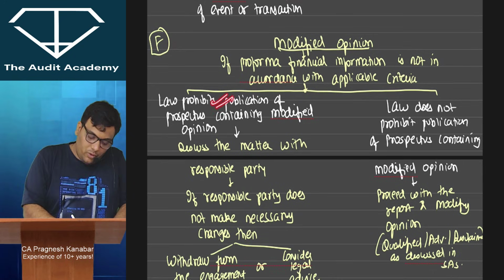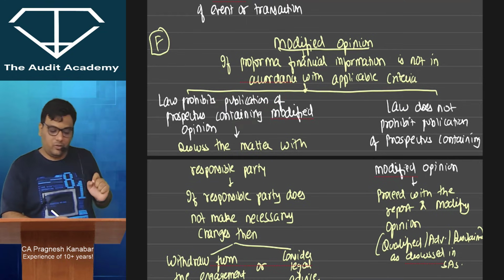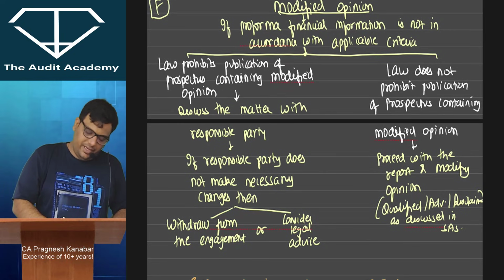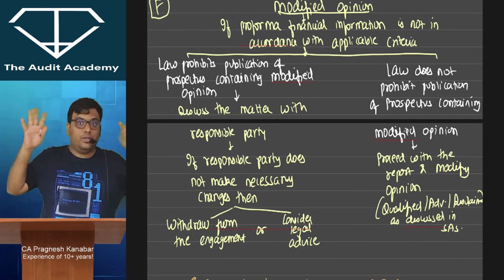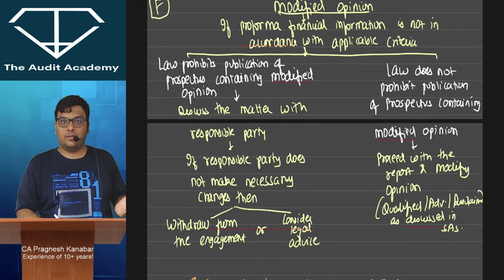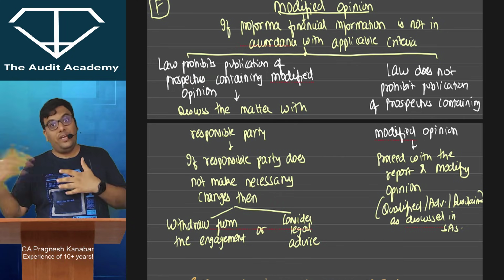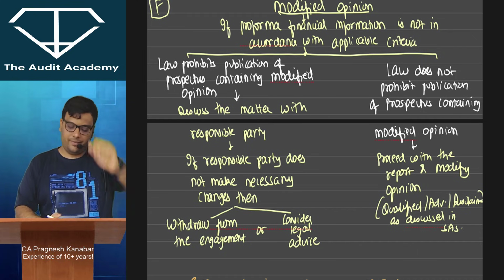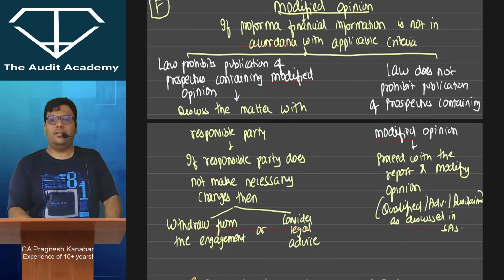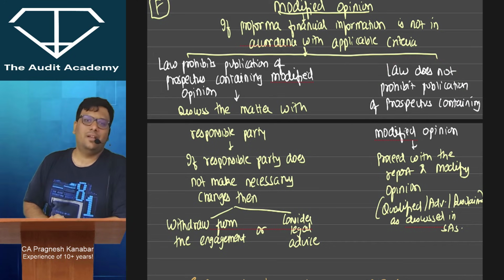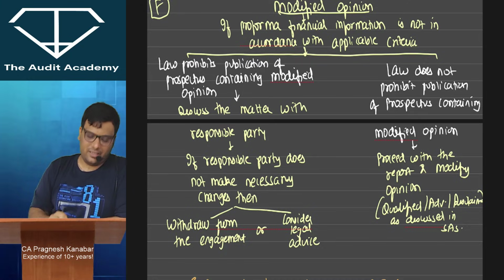So if law prohibits publication of prospectus containing modified opinion, then I will discuss the matter with responsible party and management. If they do not make necessary changes, then I am withdrawing, or I'll have to take some legal advice what to do in this situation. Alright, because that means they are not ready to make changes and they are publishing it where law is prohibited. Alright. If law does not prohibit, then you give your report and modified opinion and everything. Right? Then there is no problem. That is one little adjustment which I think they can ask in an MCQ based question.